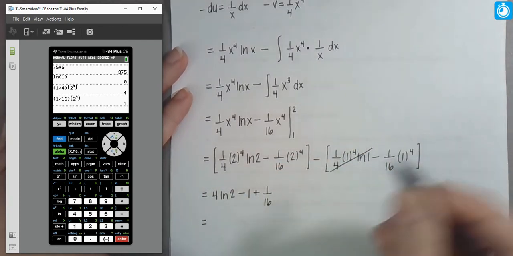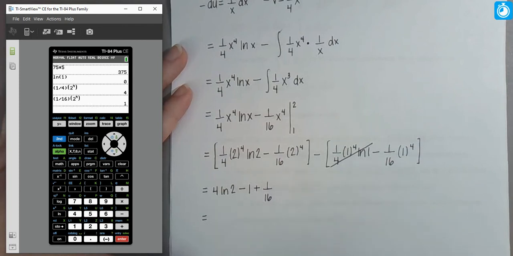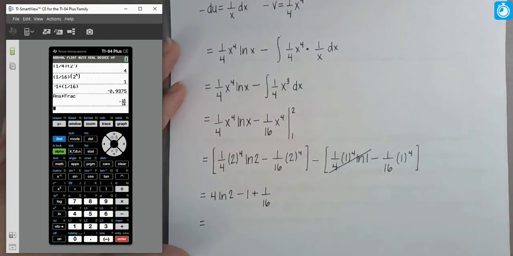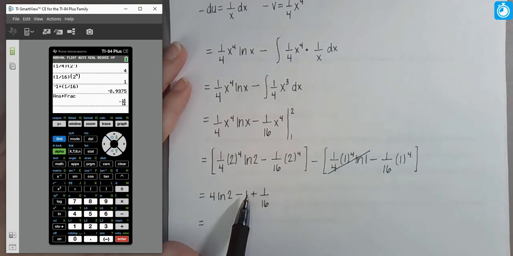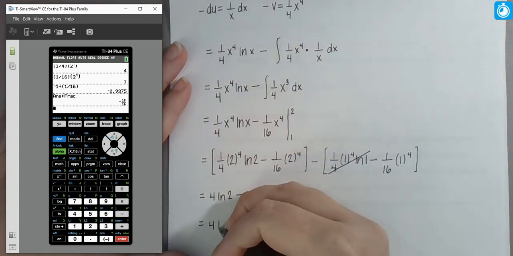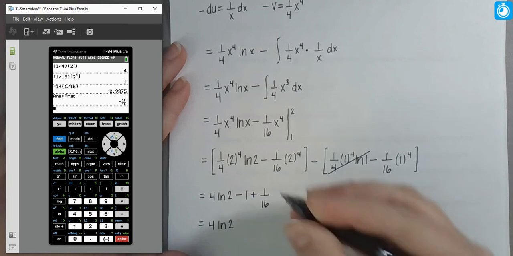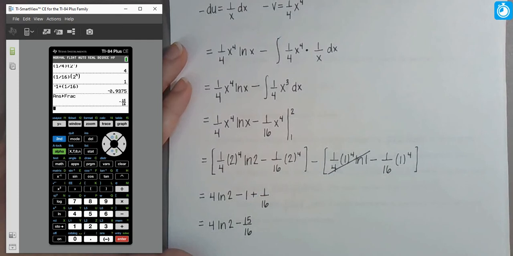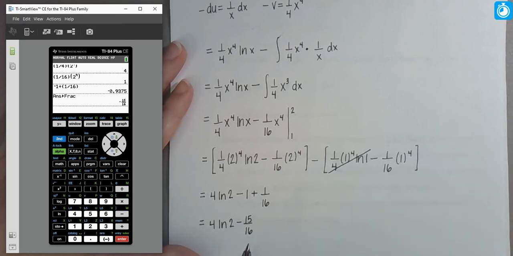And so if we clean that up just a little bit more, these are now like terms. They can combine. So we have negative 1 plus 1 over 16. And that's going to give us negative 15 over 16. Not surprising. So if we think of this as negative 16 over 16 plus 1 over 16, that's going to be negative 15 over 16. So our exact answer would be 4 times the natural log of 2 minus 15 over 16.